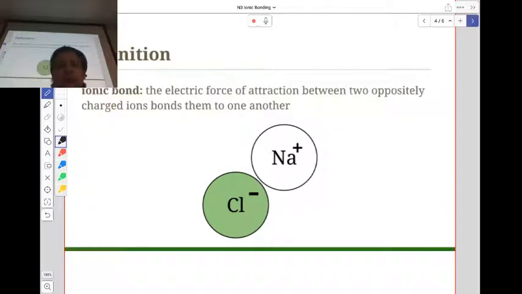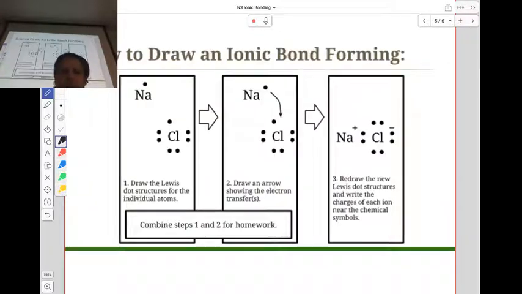Okay, now, how to draw an ionic bond forming. This is a skill that you are going to have to be able to demonstrate on a worksheet like tonight and a test in the future.